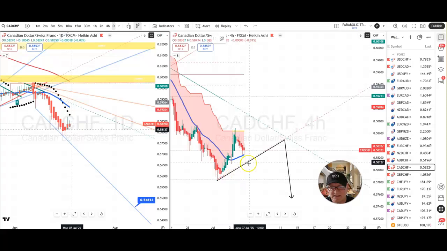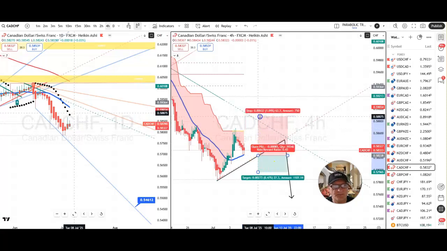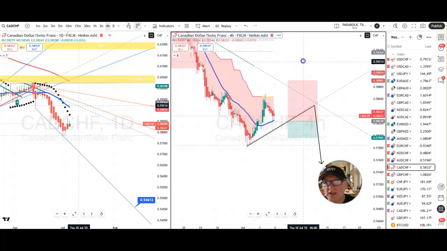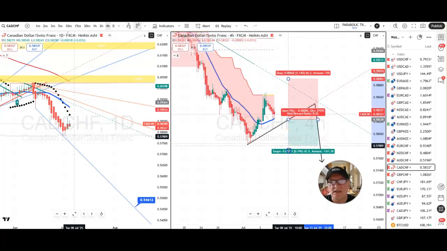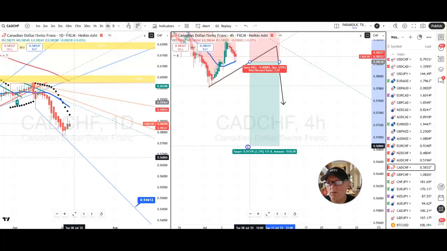I need this to break this line. I'm definitely not going short on this position, but I want to see it broken somewhere, and I want to see the price above the Parabolic SAR. I don't want the price to change direction. If it does, I get stopped out. So here we go.